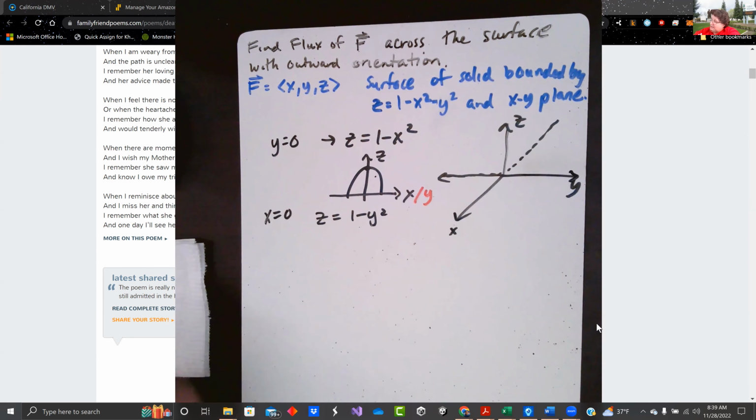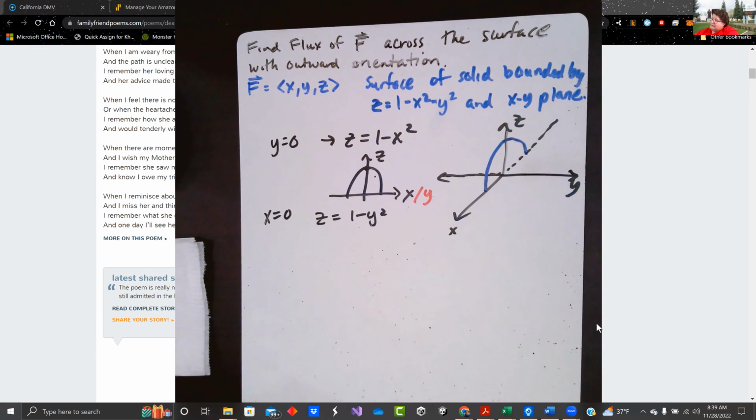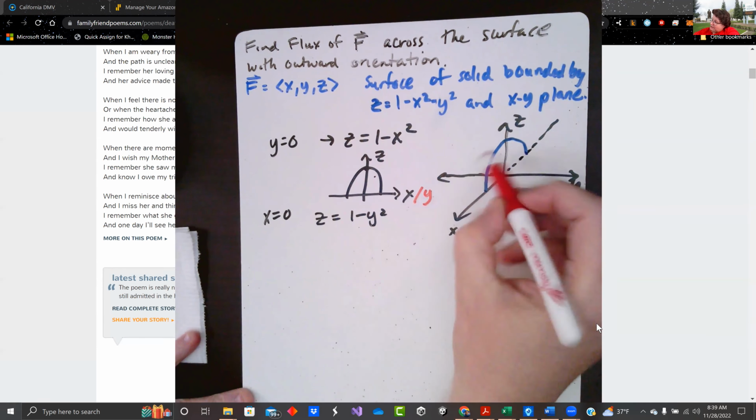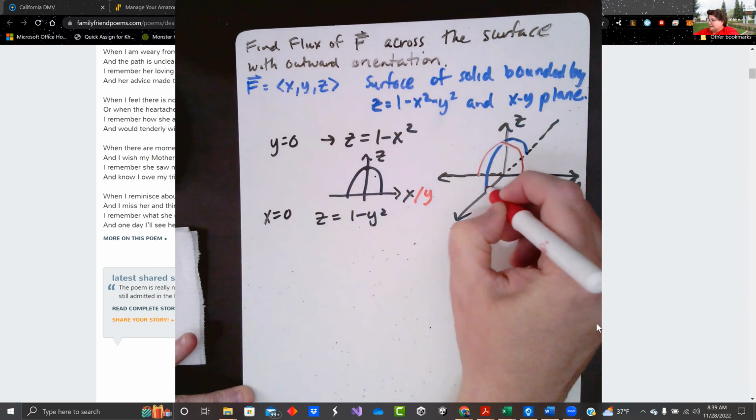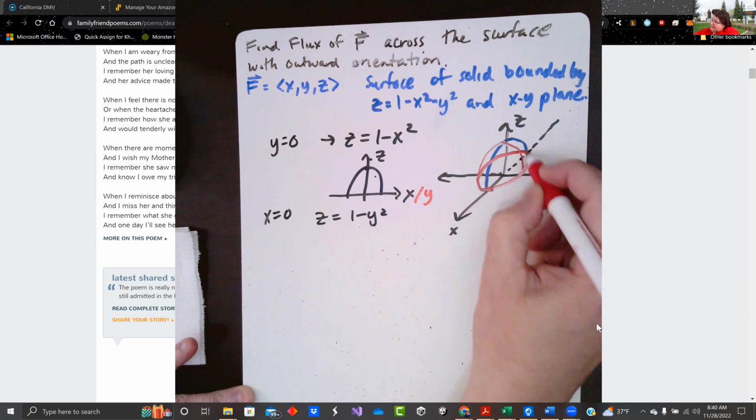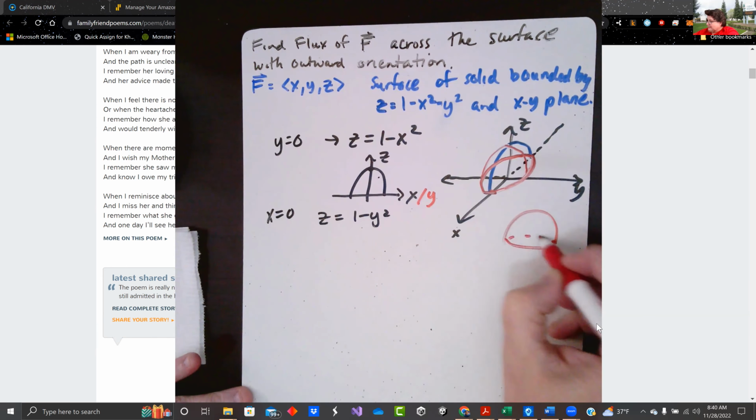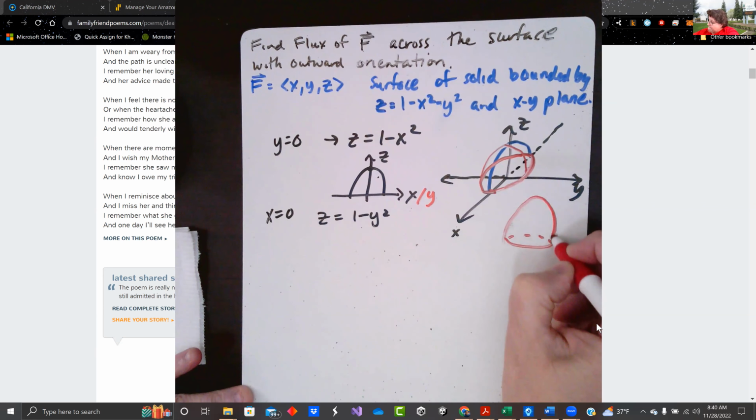I'll do the z equals 1 minus x squared in blue. I've got a parabola going like that. And in the x equals 0, we got a parabola going like that. So I connect the dots in the plane. The XY plane makes a circle down there. And so we've got kind of like this going on, but more of a parabolic shape.